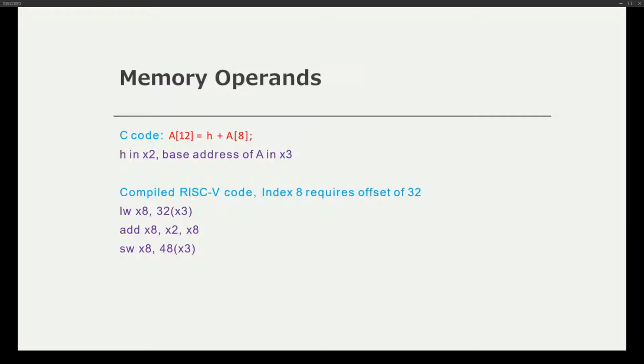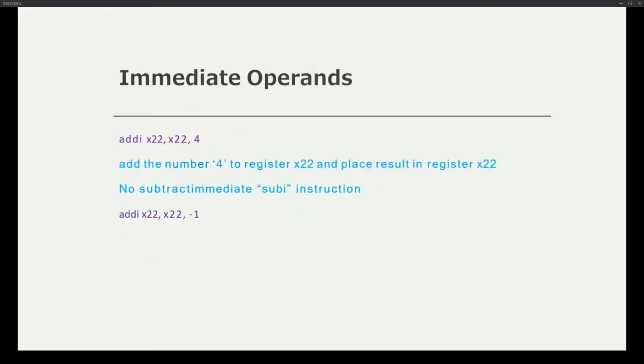We're then going to add x8 and x2, where x2 is just h, into x8. Then because we're storing that back into A12, we have to store that into the 12th index, which gives us multiply x3 by 48.